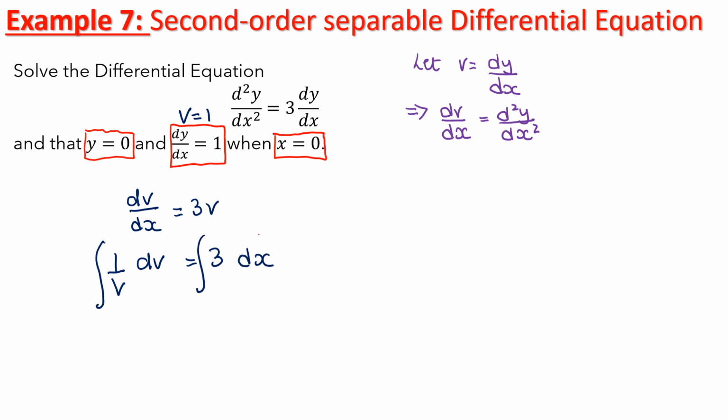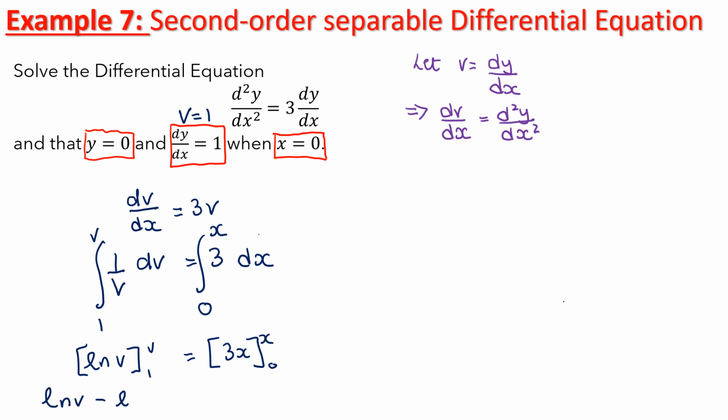We integrate both sides. We're told that v equals 1 when x equals 0. So go from v to x, just like we would normally. This is ln v, and we're going to evaluate that between 1 and v. This becomes 3x, and we evaluate that between x and 0. That is ln v minus ln 1 equals 3x minus 3 times 0. ln 1 is 0, 3 times 0 is 0. So we end up with ln v equals 3x. So v is equal to e to the power of 3x.